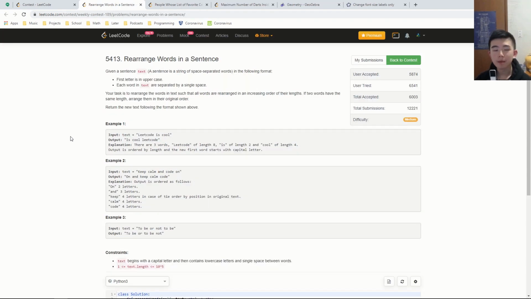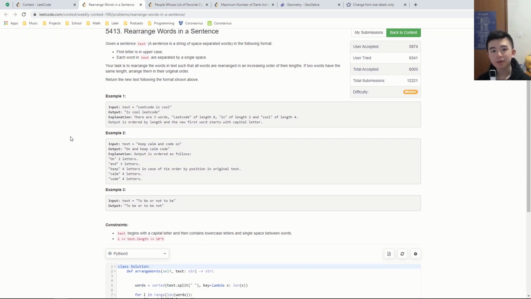Problem 2. Rearrange words in a sentence. You are given a sentence text, in the following format. The first letter is in uppercase, and each word in text is separated by a single space. Your task is to rearrange the words in text such that all words are rearranged in an increasing order of their length. If two words have the same length, arrange them in their original order.